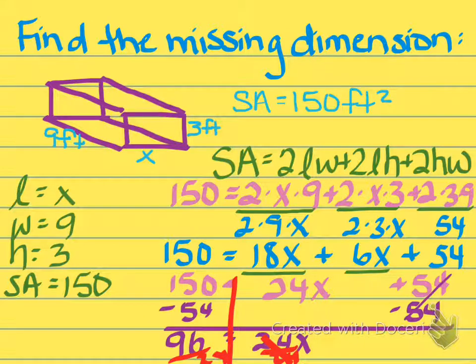It's going to be x equals 4, and that's 4 feet as my final answer because it's a dimension, so it's in regular feet. So 4 feet is the length. So find the missing dimension. The missing dimension is 4 feet.